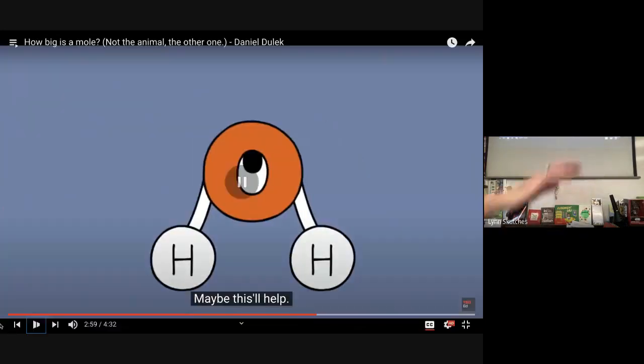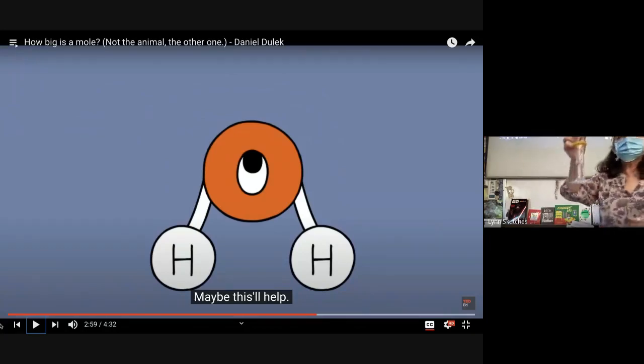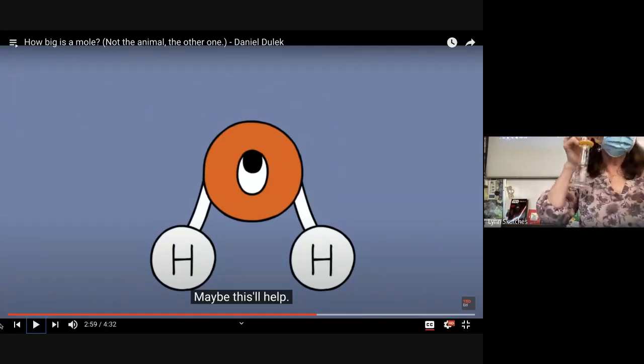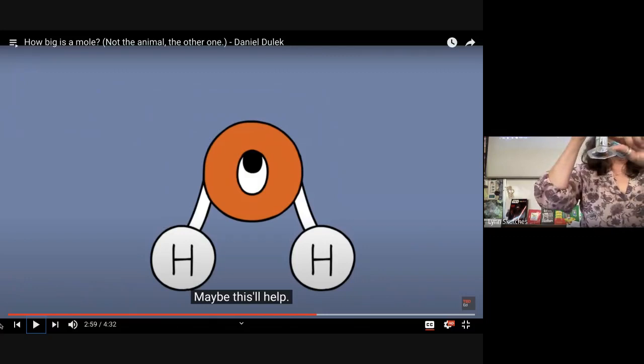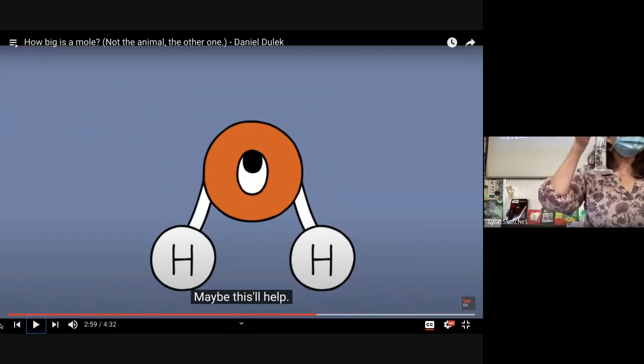Maybe this will help. So just really quick, this is 18 milliliters of water, mostly. That's a mole's worth of water molecules. Okay, and he said teaspoons. No, that is teaspoons. It's like 5 milliliters per teaspoon. So not very much.